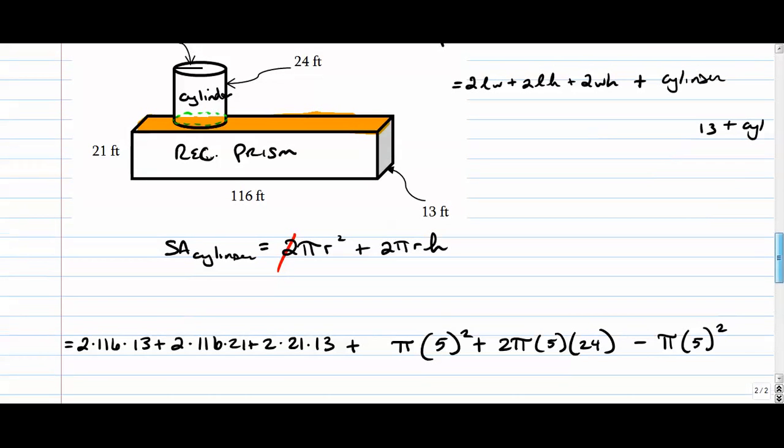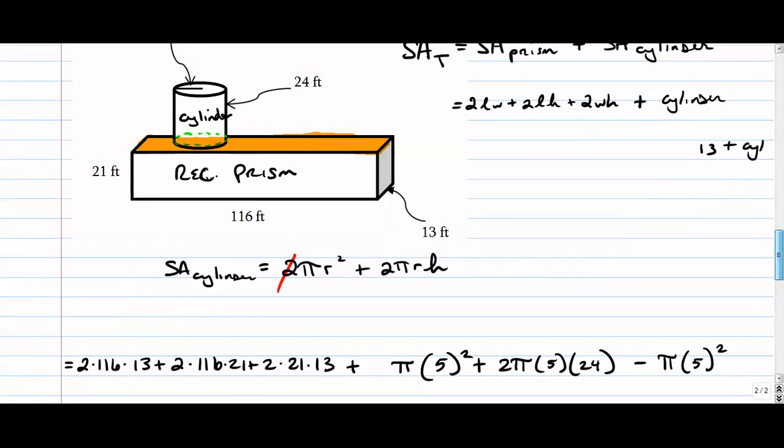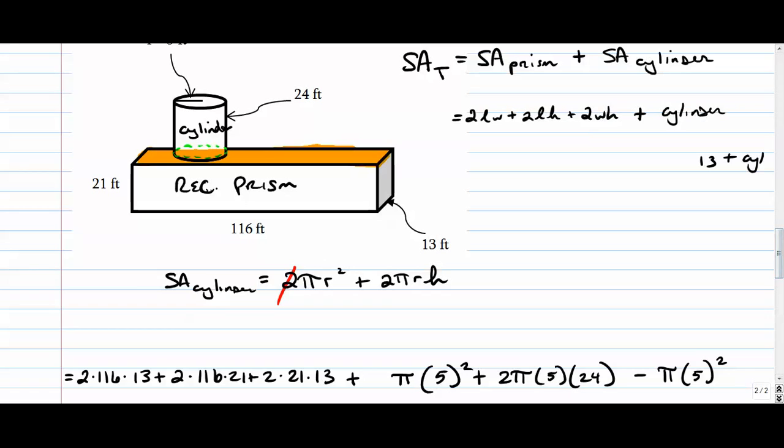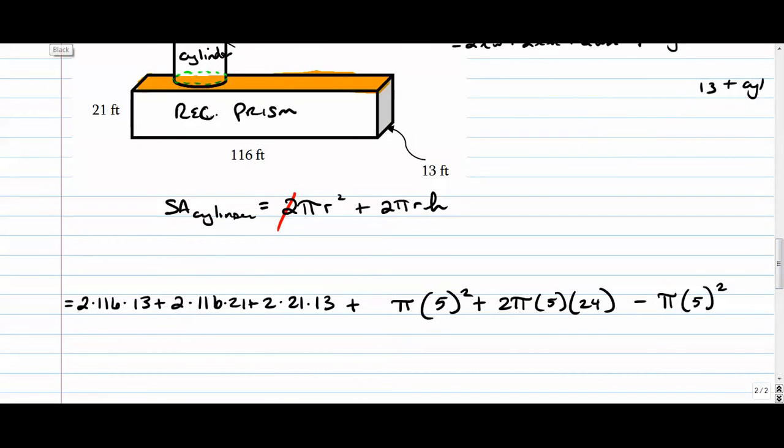Alright, I think everything's good to go. Let's check over this really quickly to make sure it's okay. Yeah, I think everything's good to go here. It's a little tricky when we start thinking about the top circle and the bottom circle and what to add and what to subtract, but I think we've got it straight. So type that into your calculators. This will give us the total surface area, and I get 9187.982 square feet.